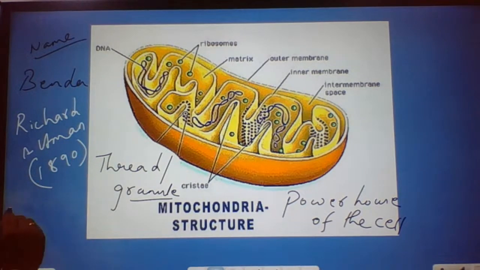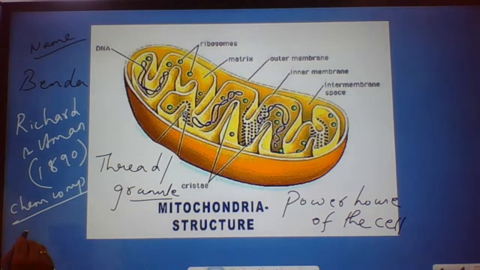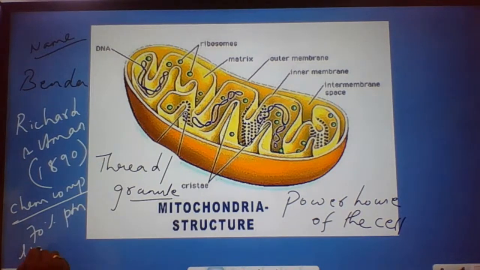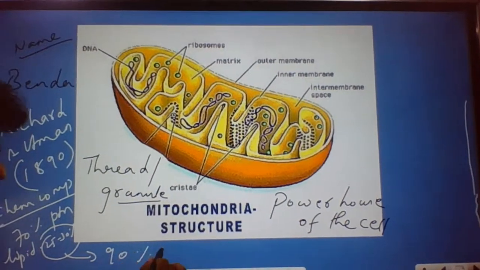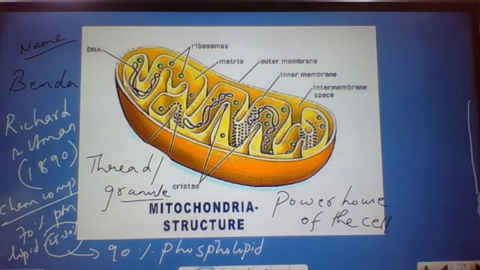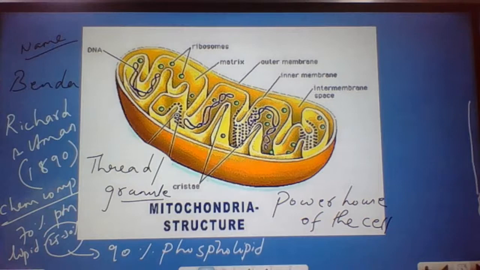And coming to the chemical composition of mitochondria, this consists of 70% protein and lipid of 25 to 30%. Of this 25 to 30 percent, 90 percent of the lipids are made up of phospholipids. What type of lipids? These are all phospholipids. In this 25 to 30 percent, the majority of the lipids consist of phospholipid.